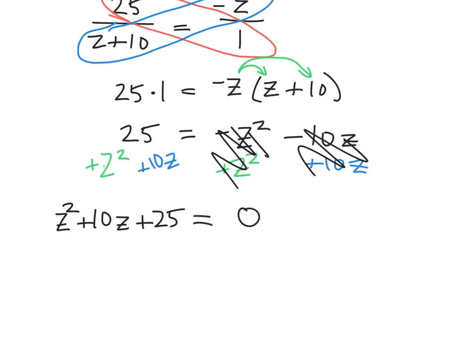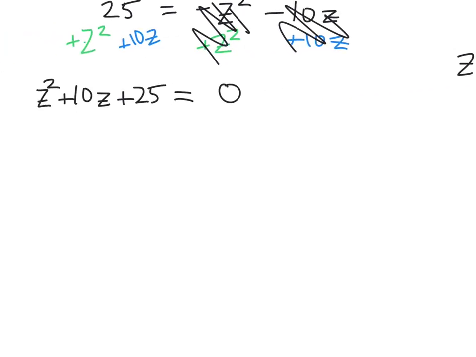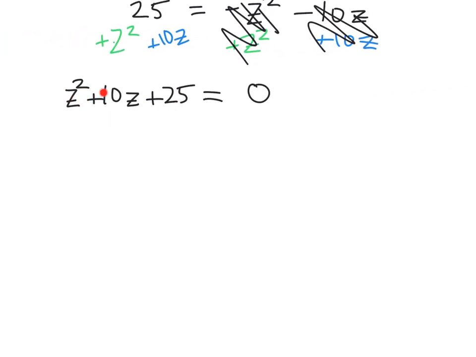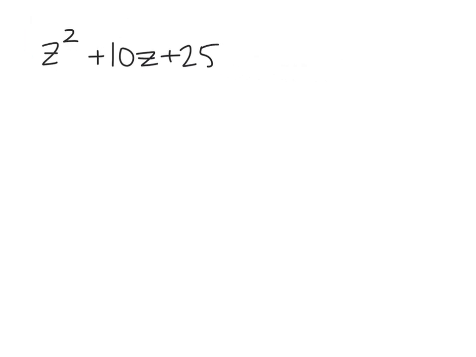All right, so now what are we going to do? Well, this can be factored. All right, so when we factor that, it means we're going to go over here, and the thing we're factoring is z squared plus 10z plus 25, right? Was that the problem? Yeah, there it is right there. All right, now we're going to use the box.